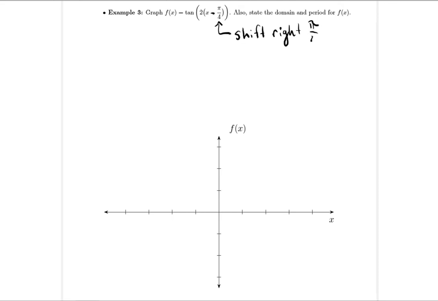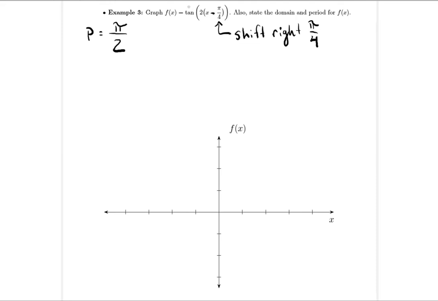And then remember with tangent, here's where we've got to be careful. With sine, cosine, cosecant, and secant, we have always taken our b value and divided that into 2 pi in order to find our period. But remember that the period of tangent is not 2 pi, it's just pi. So our period here is pi divided by b, so our period is just pi over 2. All right, we can state the domain.